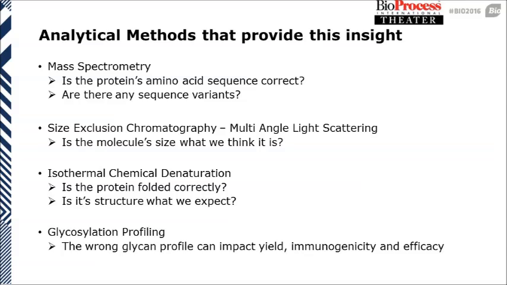Size exclusion chromatography with multi-angle light scattering. Is the molecule size what we think it is? We just get a peak and we resolve some aggregates. Are they monomers, are they dimers, or is there something unique going on under there? I'm going to talk a little bit about isothermal chemical denaturation. It's a new technique that's really giving us true insight into how a molecule is folding, and insight that some of the other biophysical techniques have never told us about, whether a molecule is going to be stable or not.